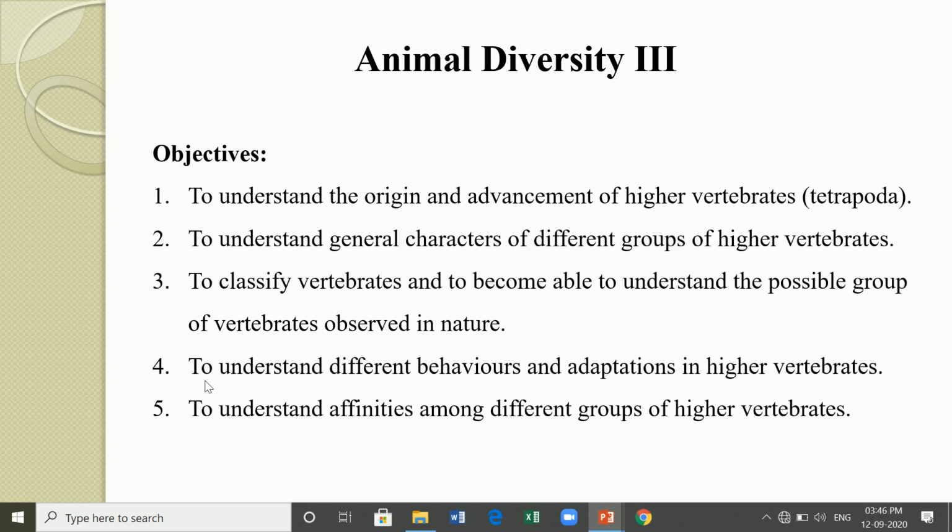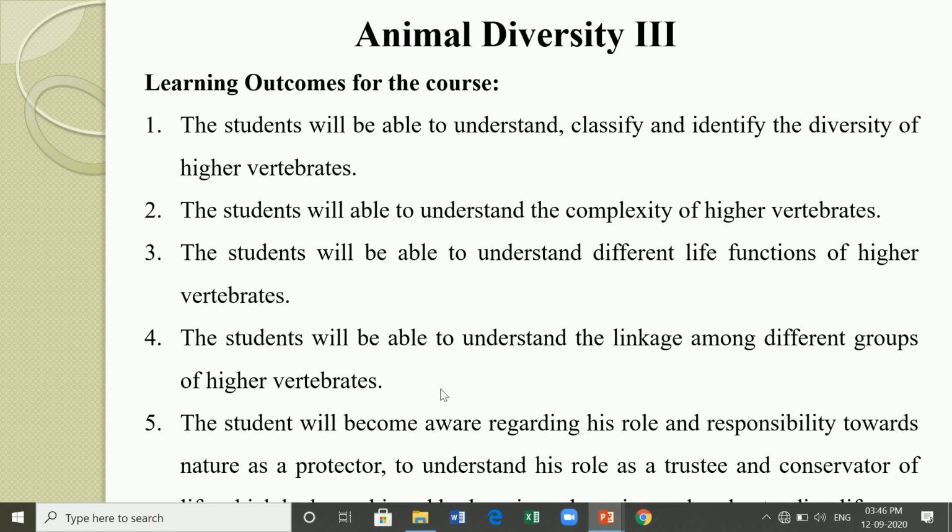Then another objective is to understand different behaviors and adaptations of the higher vertebrates, and to understand the affinities among the different groups of the higher vertebrates. So these are the objectives which are set for this paper, that is Animal Diversity III.